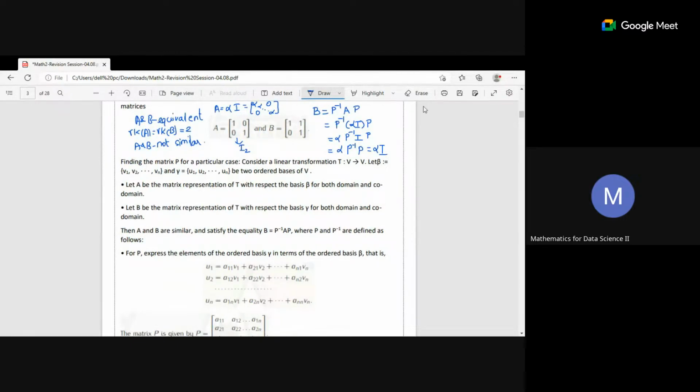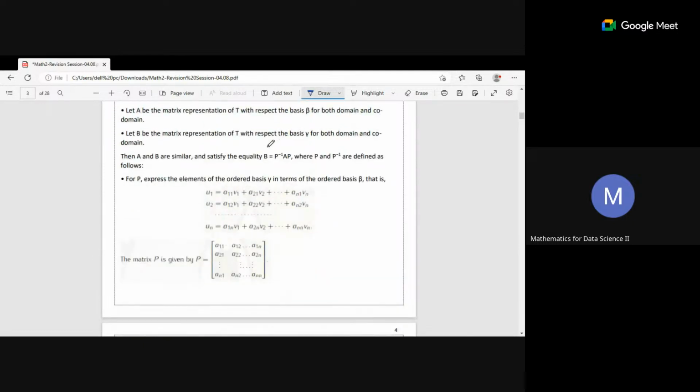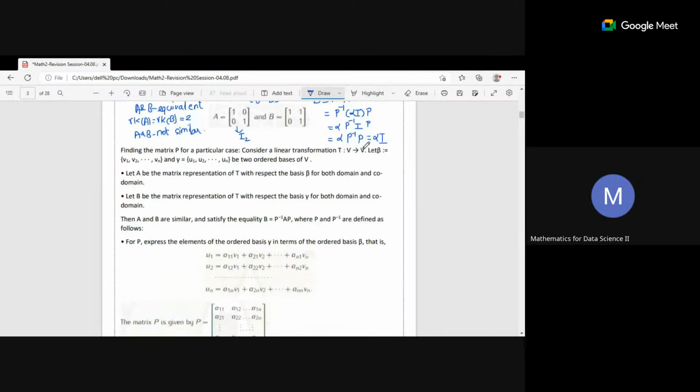Fine. So how to find this matrix P? Again, this kind of procedure we have already seen. To find this matrix P, you need to express the ordered basis gamma in terms of beta. So you have T from V to V, with beta and gamma two ordered bases. A is the matrix representation of T with respect to beta for both domain and codomain, and B is the matrix representation of T with respect to basis gamma for both domain and codomain. Then A and B are similar and satisfy the equality B equals P inverse AP, where this P is nothing but the matrix obtained by expressing gamma in terms of the ordered basis beta.